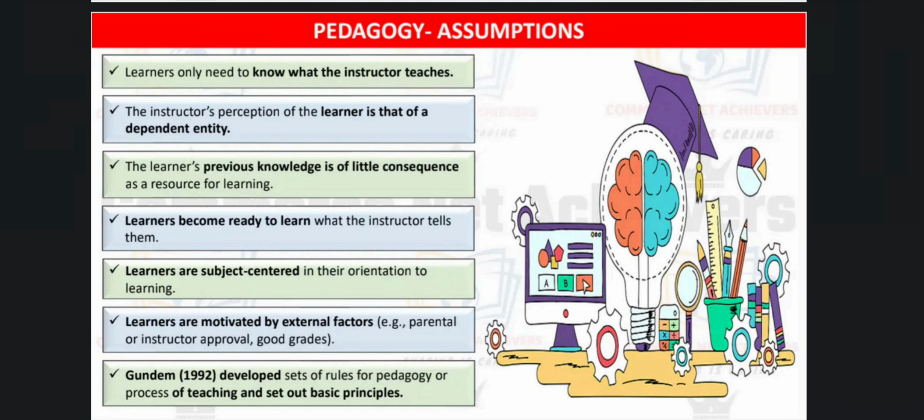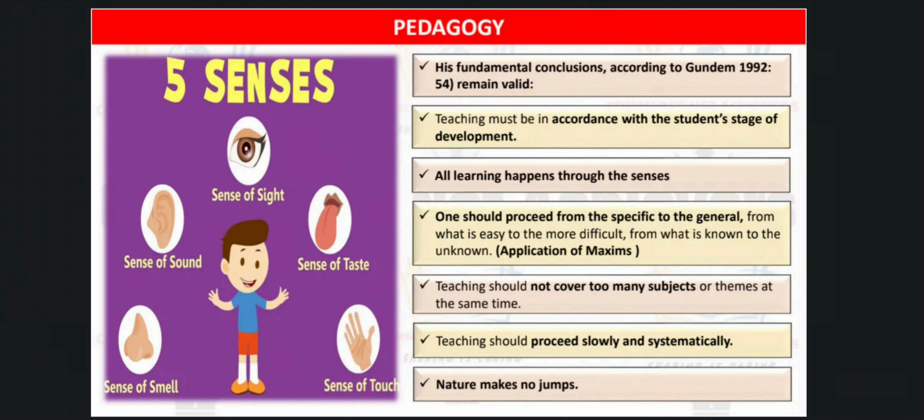Comenius, in 1992, developed sets of rules for pedagogy or the process of teaching and set out basic principles. Now let's discuss the five senses of pedagogy, that is sense of sight, sense of sound, sense of smell, sense of taste and sense of touch. His fundamental conclusions, according to Comenius, remain valid.